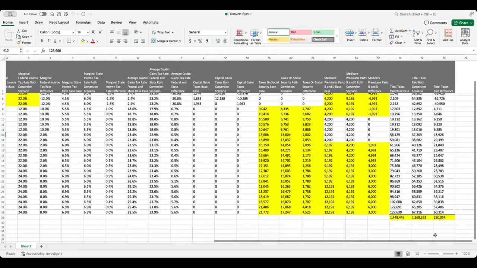If we scroll all the way to the right down here, we can see that the total estimated taxes paid over their entire plan in the base case scenario was around $1.45 million. And after the Roth conversion scenario, this has been reduced to around $1.15 million, a difference of $280,000 paid over the lifetime of their plan.